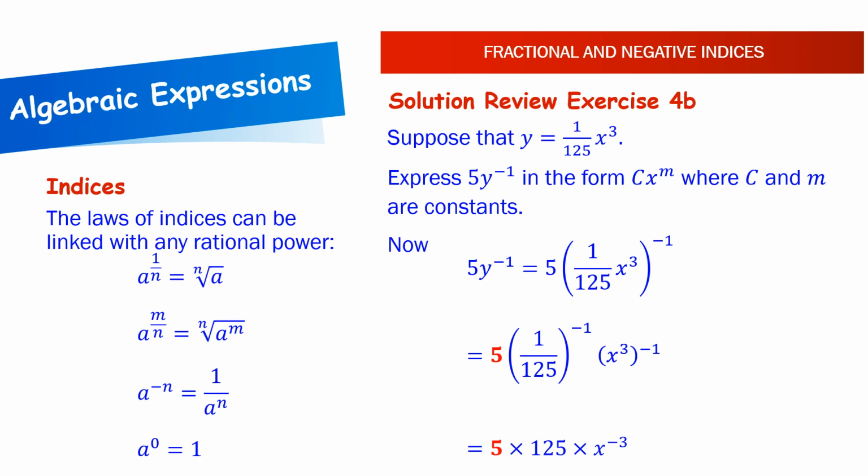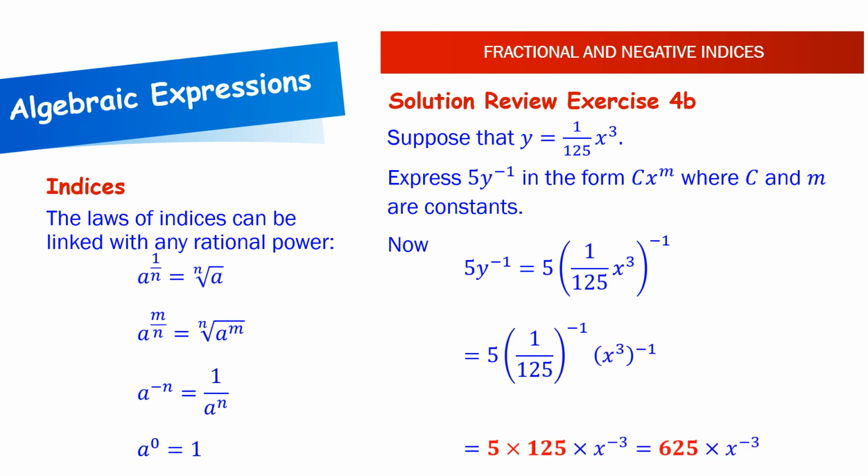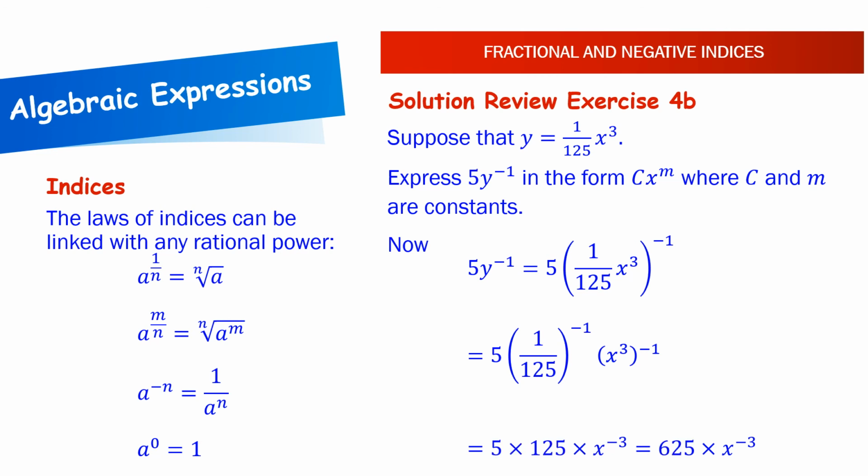So tidying up gives us 5 times 125 times x to the power minus 3. And tidying up some more gives us 625 times x to the minus 3, as shown.